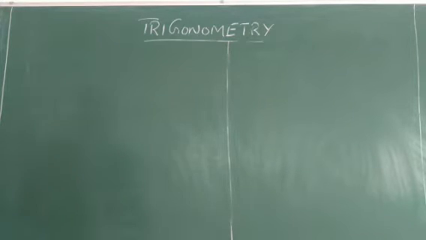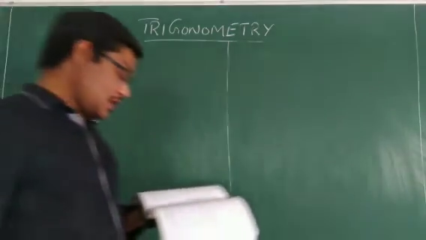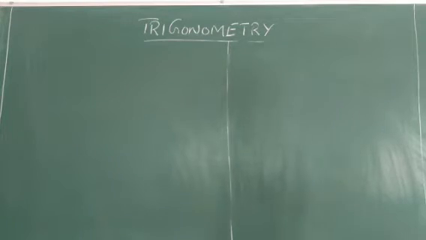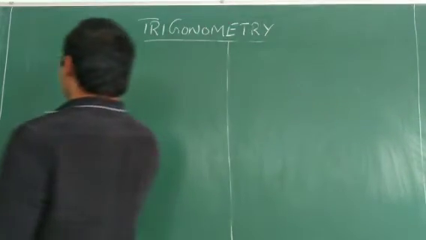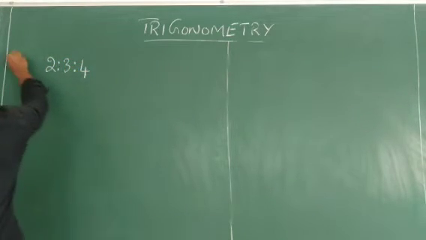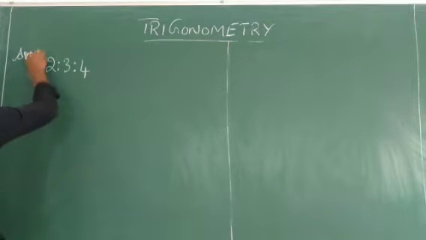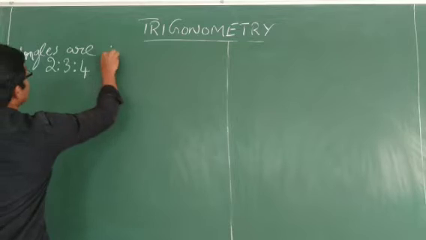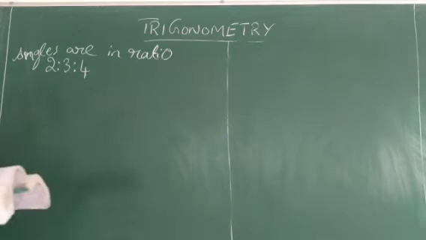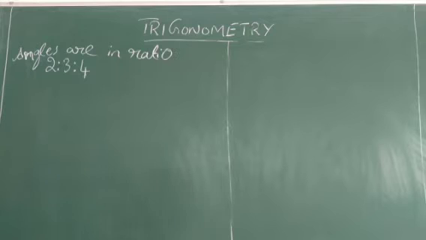Okay, let's take the next question. Look at the third example. The angles of a triangle are in the ratio 2:3:4. You need to write these angles in radians and in degrees.